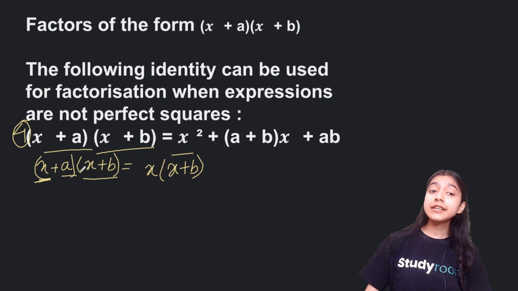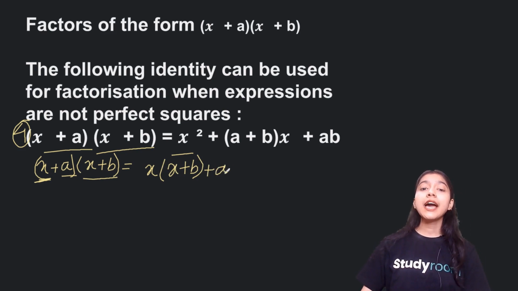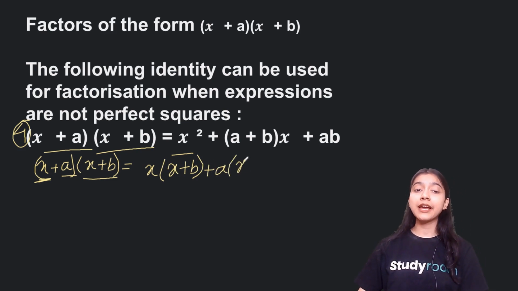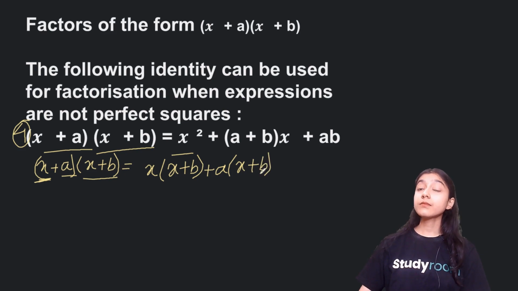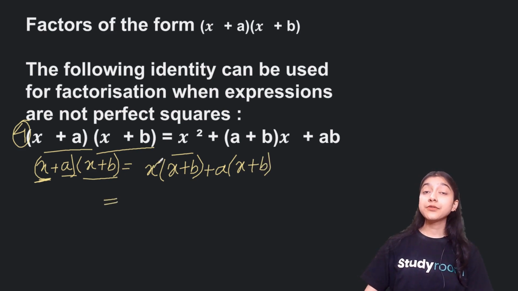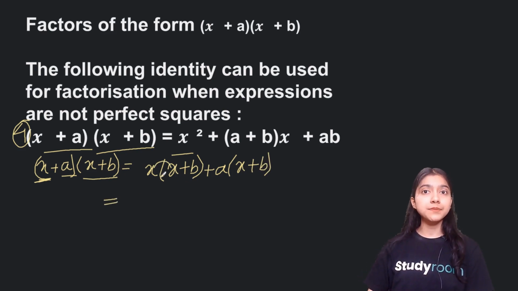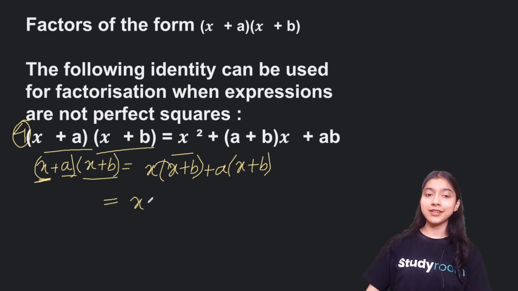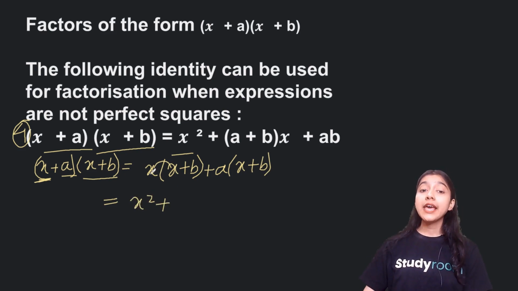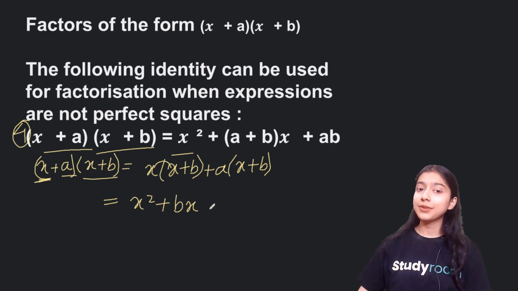Then we have to take the second term, that is plus a, and multiply it with the entire second binomial, that is x plus b. Now what we have to do is, we have to multiply them. Open the brackets and multiply. X multiplied with x gives us x square, plus x multiplied with b gives us bx. Now we have plus a multiplied with x, that gives us plus ax.